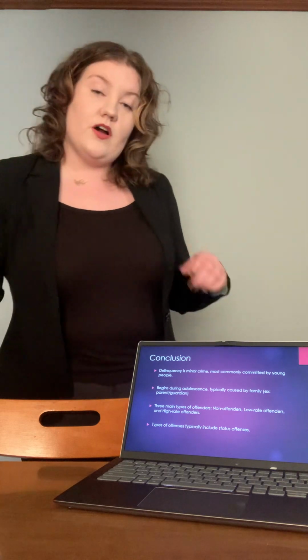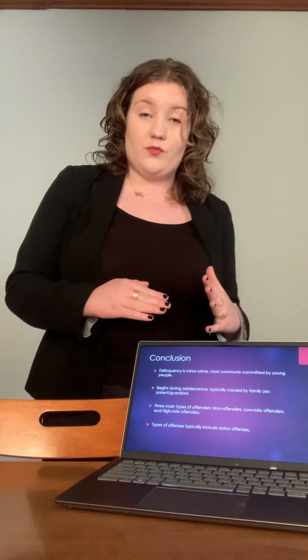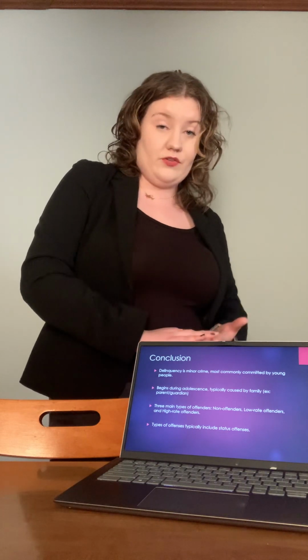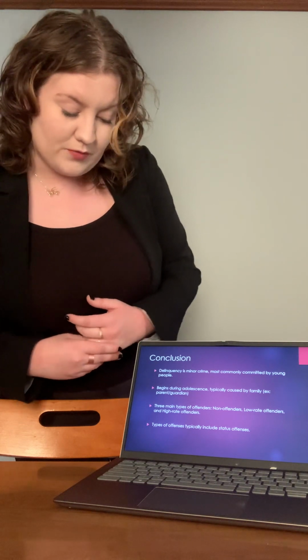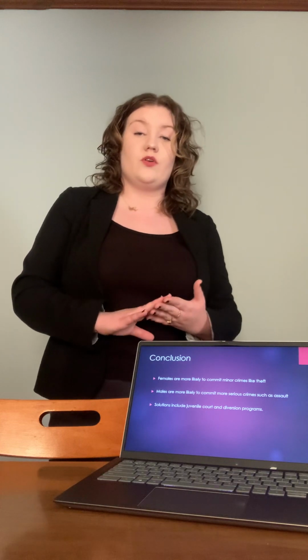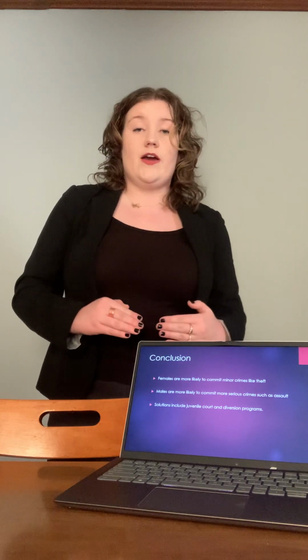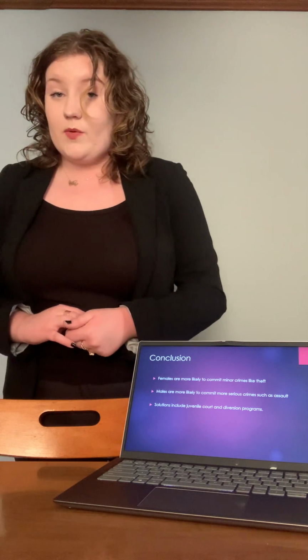Okay, and then we also talked about the three main types of offenders. So there's non-offenders, low-rate offenders, and high-rate offenders. And then the majority of that group was compiled of the low-rate offenders. Okay, all right, and then we also closed it out by talking about the types of offenses, which typically include status offenses, okay, and then we also talked about who was more likely to offend. So females were more likely to commit less serious crimes, and males were more commonly known to commit more serious crimes, okay. And then we closed it out by talking about solutions, all right?